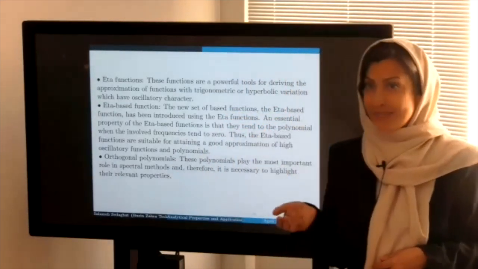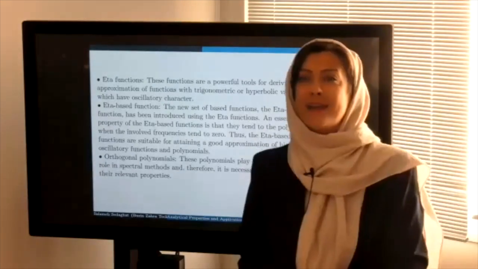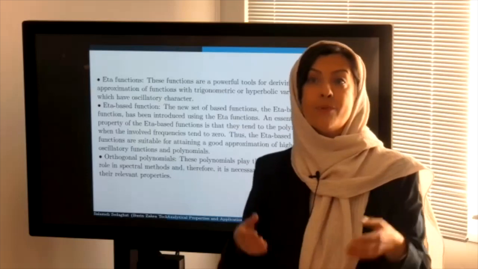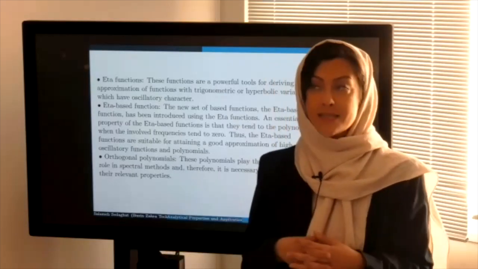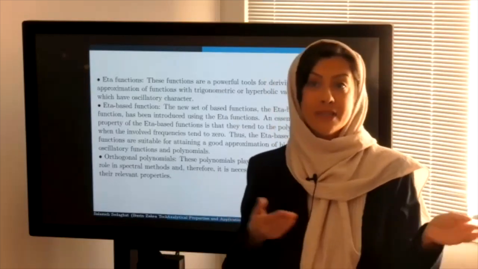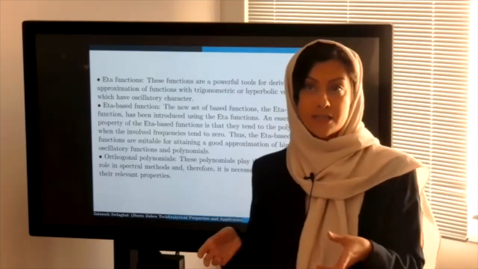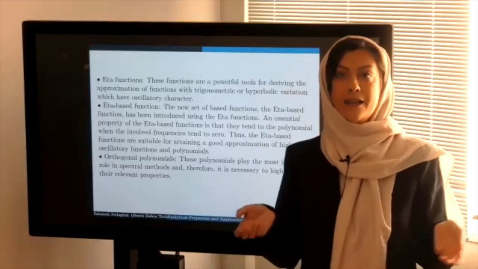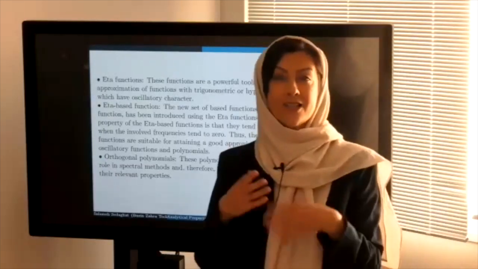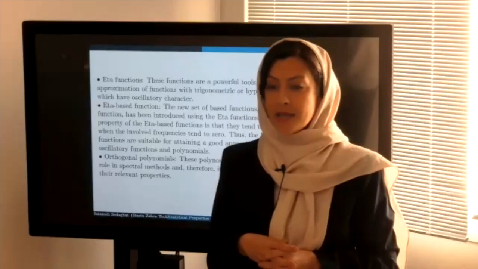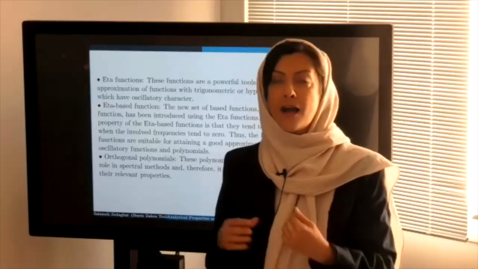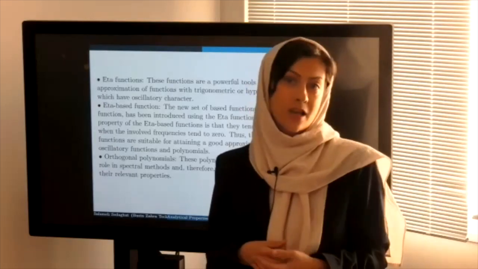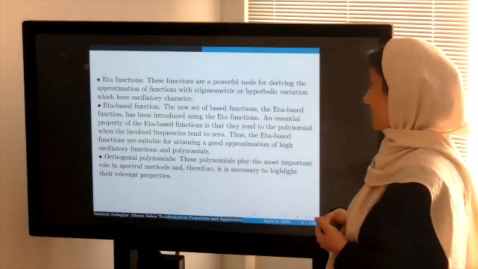I want to introduce eta base functions, and then I want to investigate some important properties of them, such as the product of two eta functions, or the relationship between eta functions and other functions, such as Bessel functions. And from this property, later I want to use it in fractional calculus. Also, in this section, I'm going to obtain some operational matrices of eta base functions.